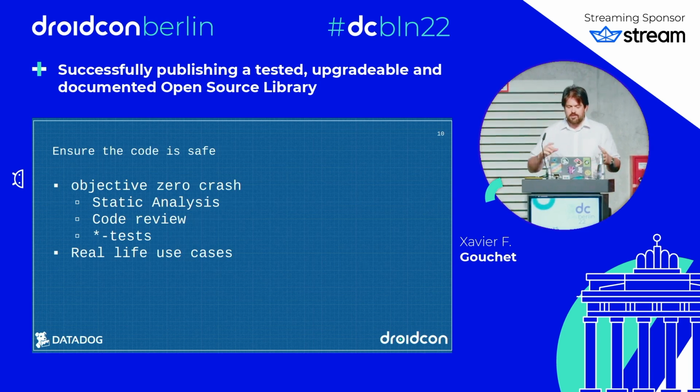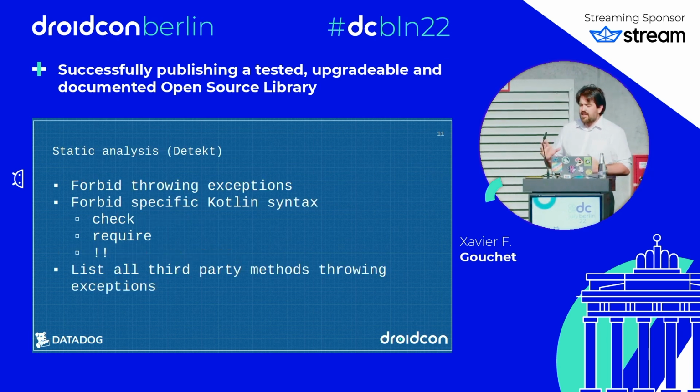So for that, we use everything that can happen before the SDK is released. Static analysis, code reviews, all the kind of tests that you can think of, and of course, real-life use cases. So for static analysis, the main tool that we're using is Detekt. For those of you who don't know Detekt, it's a static analysis tool for Kotlin, which already provides a lot of useful stuff to make sure that your code follows the best practices.